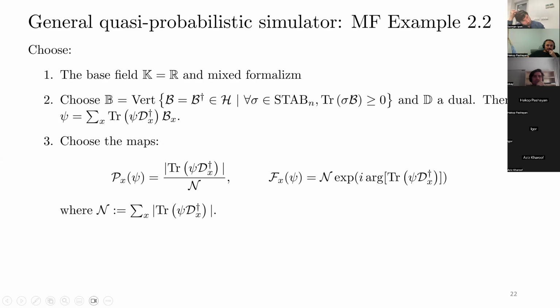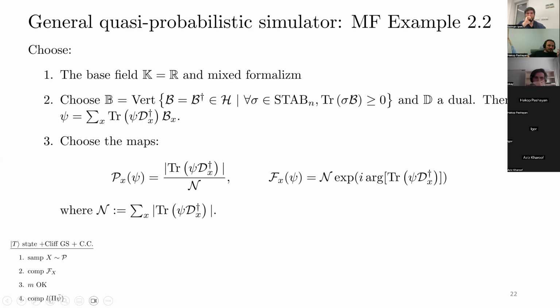And we have to choose a dual, and obviously choosing a dual will not be easy, but we know that one exists, so let's just assume we have one. And then we define these maps. So these are just the coefficients of the state in this vertex expansion.